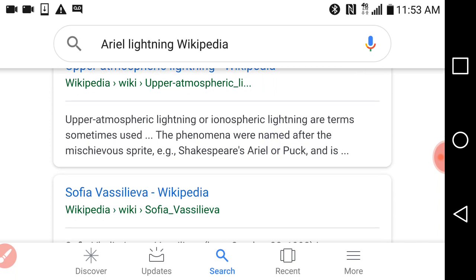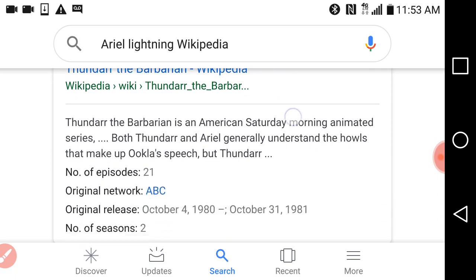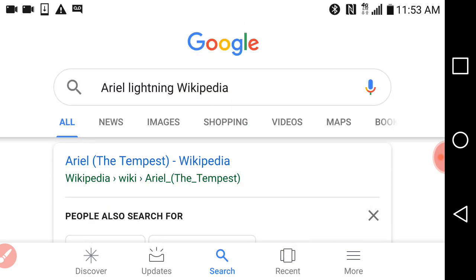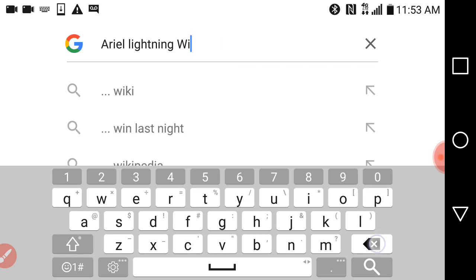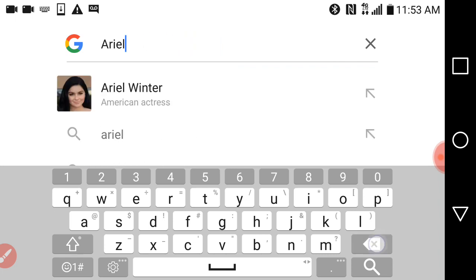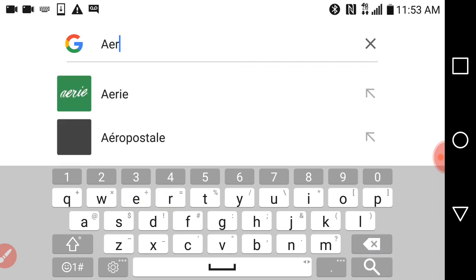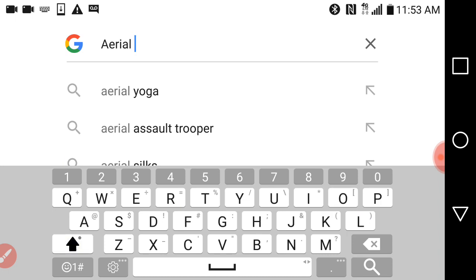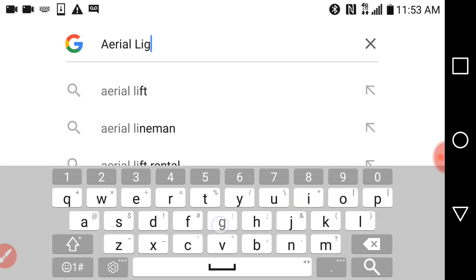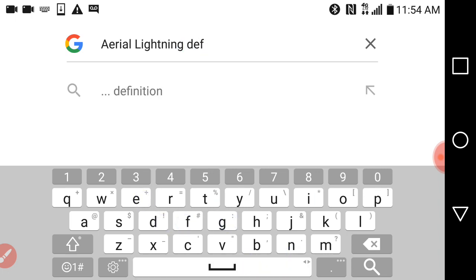So, I'm looking for aerial lightning. It's not giving it to me. I mean, I tried. Let's try definition. Oh, wait a minute, I'm sorry. No wonder it didn't give it to me. I don't know where that came from. I didn't put that in there. I put the word Ariel in there. I don't know where the name came from, Ariel. Aerial lightning. I'm not sure how that happened. Let's get the definition of that.